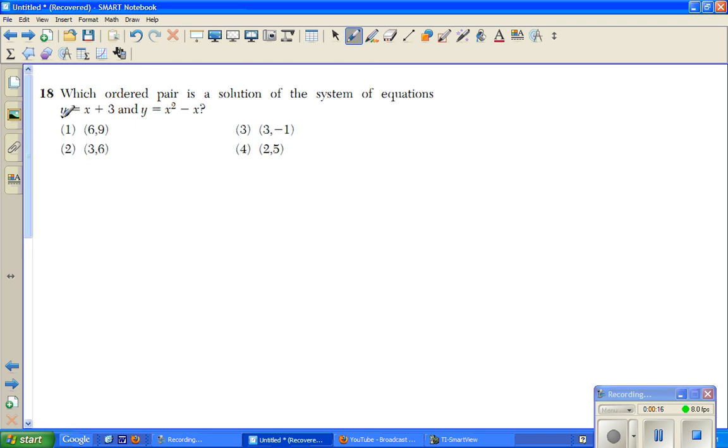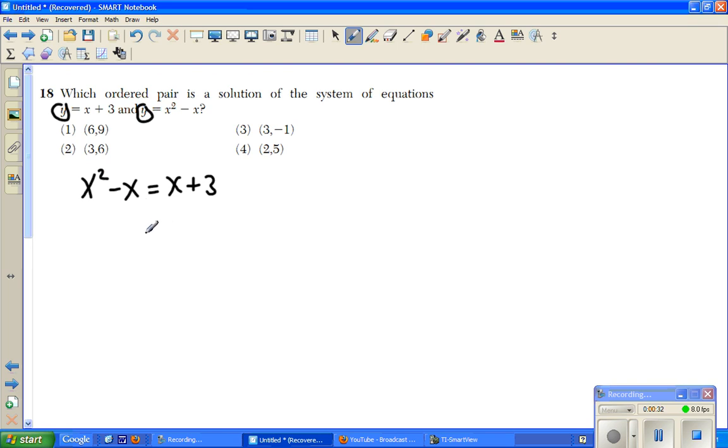Since the first equation is set equal to y and the second equation is set equal to y, we can set the two equations equal to each other. So we can say x squared minus x equals x plus 3. This is a quadratic equation because its highest degree is to the second power right there.